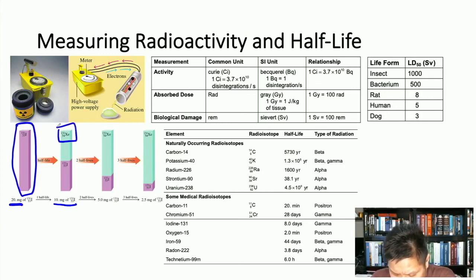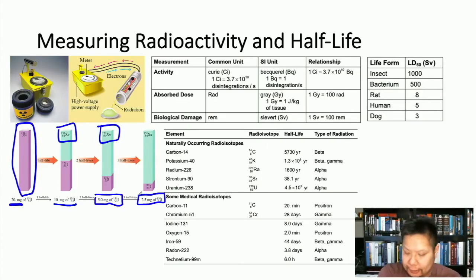After 2 half-lives, we're left with 5 milligrams of iodine-131, and we're left with 15 milligrams of xenon. And after 3 half-lives, we're only left with 2.5 milligrams of iodine-131. So radioactive isotopes go through this kind of decay, and you can actually measure it.